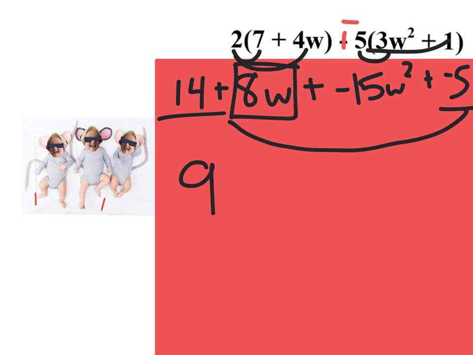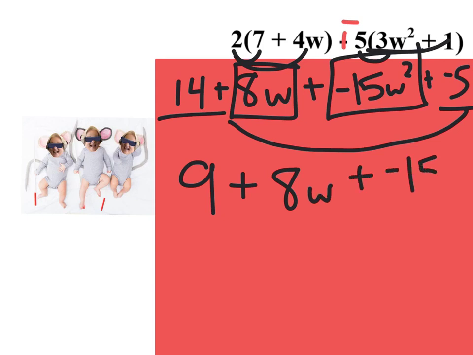Now some people will think that these two match. Can you see why they don't match? W's don't match W squareds. They have the same variable, but not the same power. So I would have to leave them separate. And at this point, you're done.